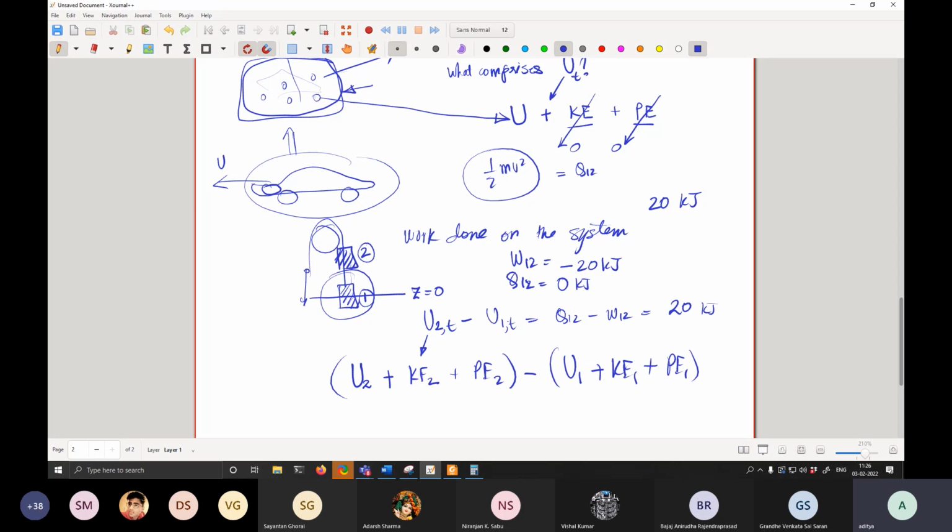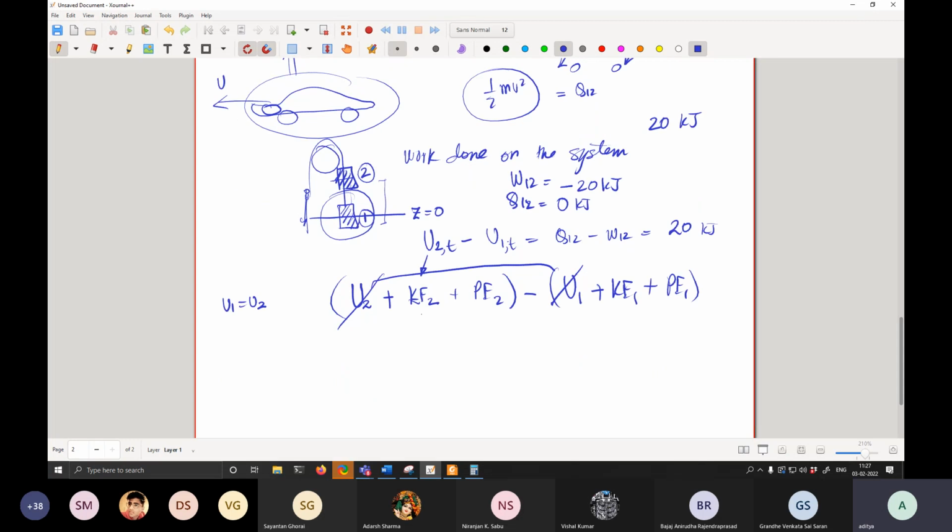But because there is no heat transfer, the temperature of the system has not changed. Whatever the contributions from the molecules of the solid block towards the internal energy, they will be equal. So U1 will be equal to U2, and these two terms cancel out. Kinetic energy: is there a kinetic energy? Suppose I do the work very slowly, so there is no appreciable change in velocity. State 1 is stationary, state 2 is also stationary. Maybe in between it goes very slowly, but state 2 is stationary. So kinetic energy 2 and kinetic energy 1 also vanish.